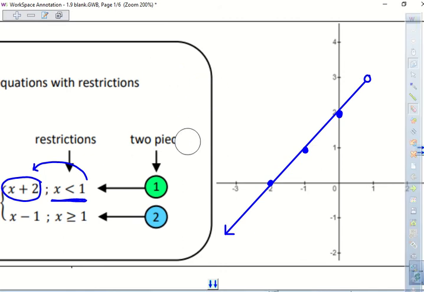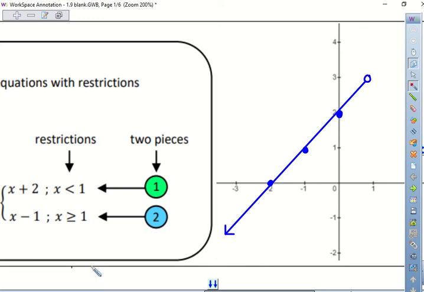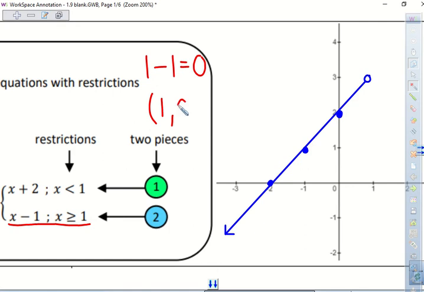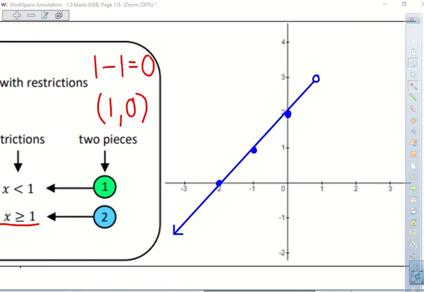Now we're going to deal with the second part of our graph. So that's the lower part here. I'm going to do that in red. This part right here. So x is greater than or equal to 1. The first value I'm going to plug in is 1. 1 minus 1 is 0. So my coordinate is 1, 0. Is that going to be solid or open?